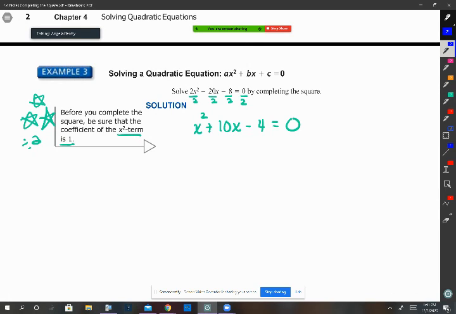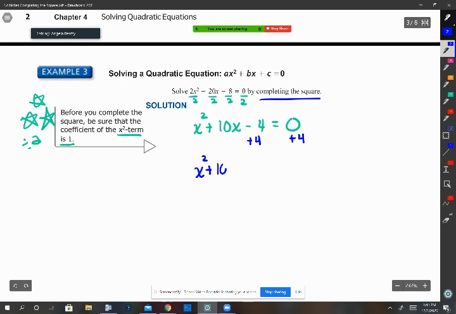If I wanted to factor this, are there factors of 4 that give you 10? Hopefully in your head you're like, no, because the only factors of 4 are 1 and 4 or 2 and 2, and I can't get 10. So what that tells me is I have to try completing the square. So I'm going to move this value over to the other side so that I can now complete the square.